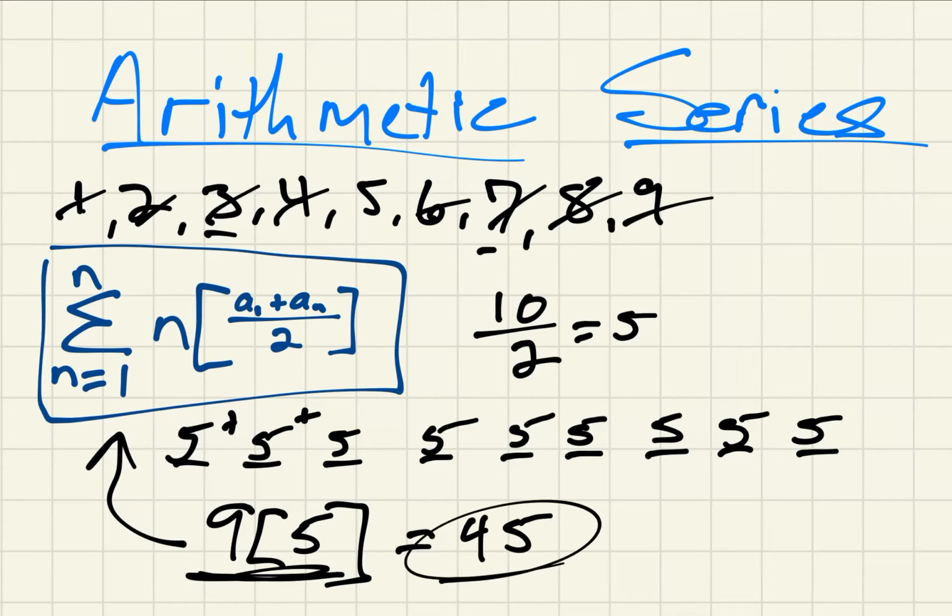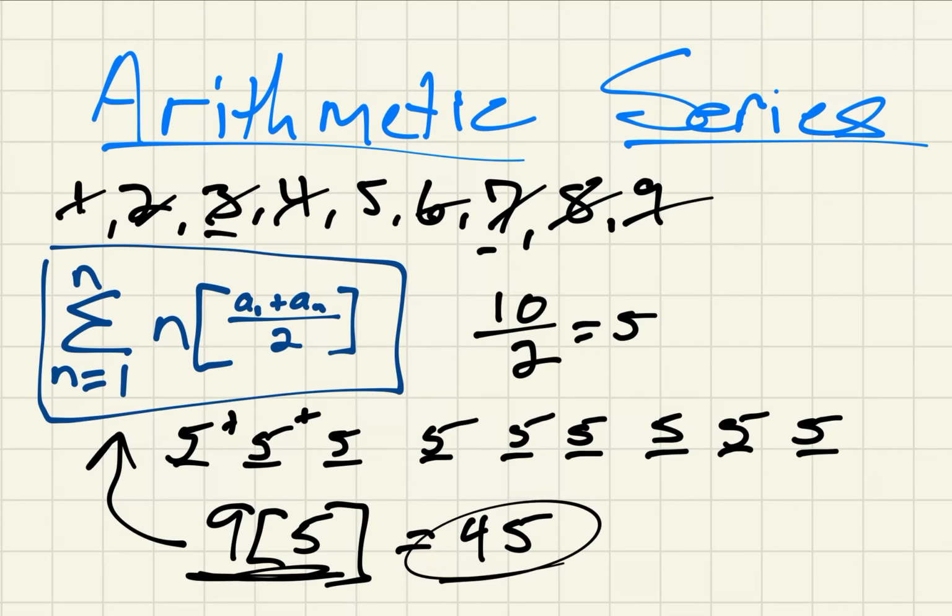If you were to actually get out a calculator and add up all these terms, you would get to 45. See, 1 plus 2 is 3, that's 6, that's 10, 15, 21, that's 28, plus 8 is 36, and 36 plus 9, that is 45. So that is 45. We got that right there.